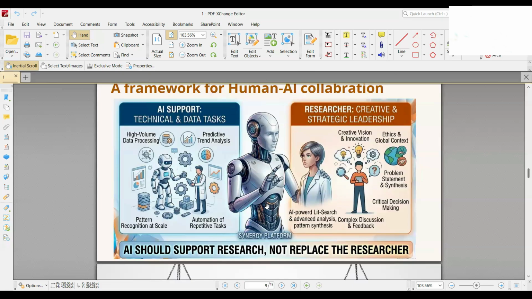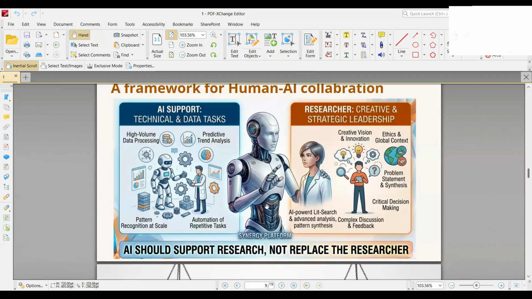Let's break down how the two images complement each other. On the left, we can see AI support taking care of the technical and data tasks like processing high volume data, handling predictive trend analysis, and automating repetitive chores. It is like having a tireless assistant that excels at pattern recognition at scale.